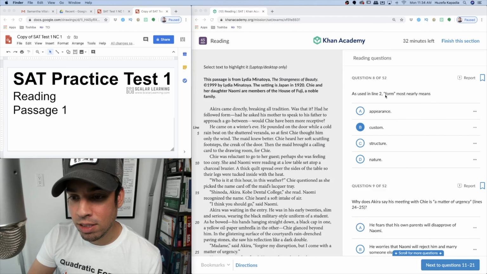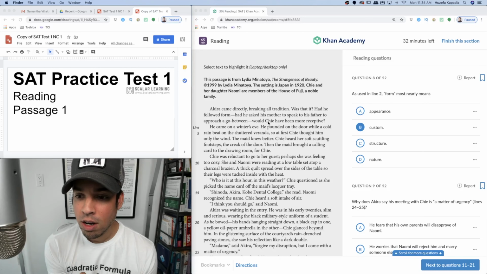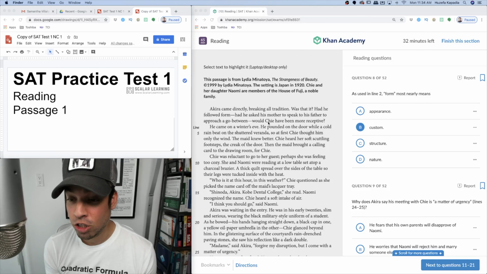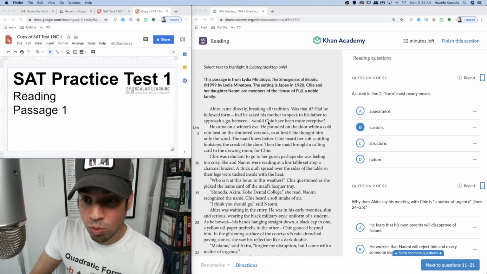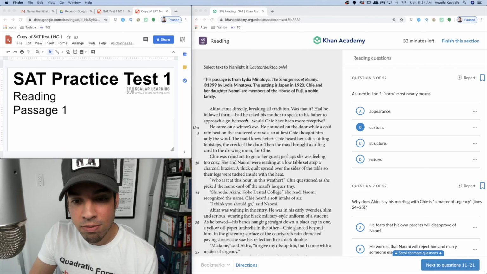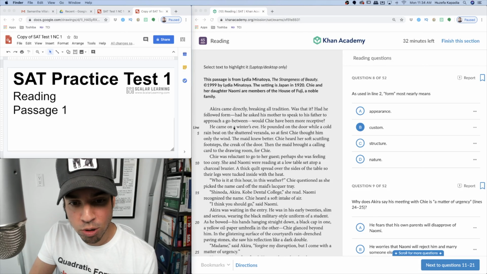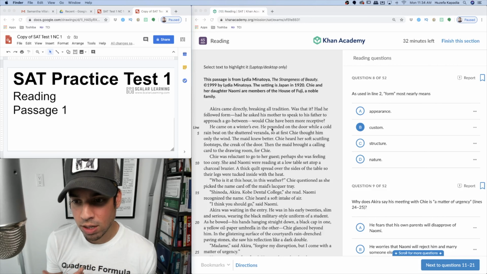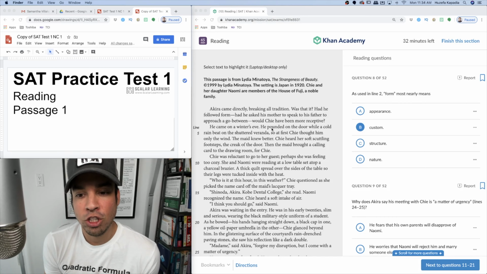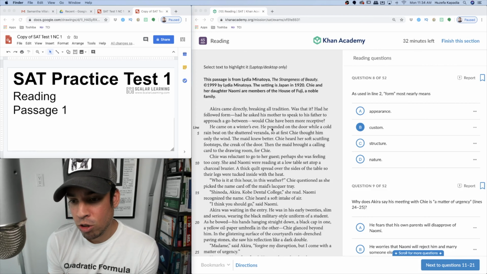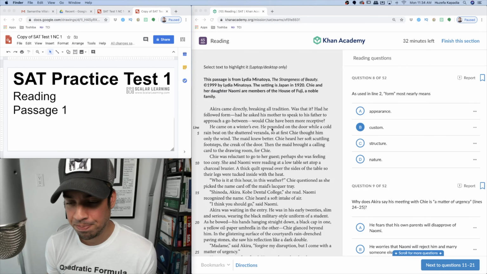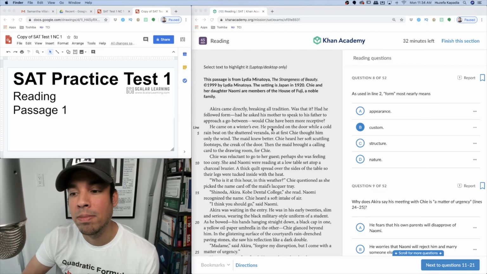Question eight, again, we're seeing this as used in line two. And it's a definition question. This is really a gimme, a question that you don't want to miss. So we go back to it. "Had he followed form? Had he asked his mother to speak to his father to approach a go-between, would she have been more receptive?" So again, I'm looking at that as tradition. Had he followed the tradition, okay? Which word is closest to tradition? Custom. Had he followed the traditional custom, and that's it.